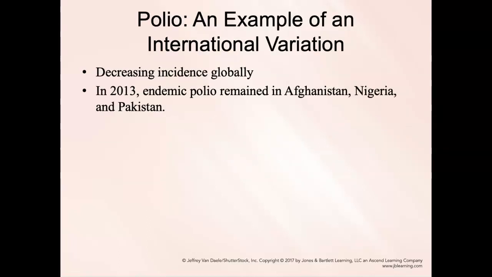An example of an international variation that we see is polio. Polio doesn't seem to be something that we really have an issue with in the United States, and the overall incidence has decreased across the world. But there are still places in the world where polio is still endemic. So places like Afghanistan, Nigeria, as well as Pakistan.